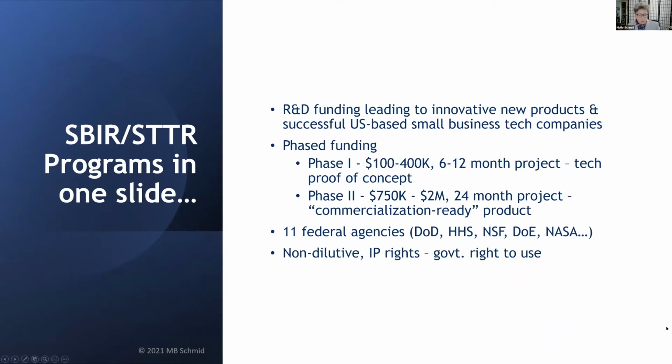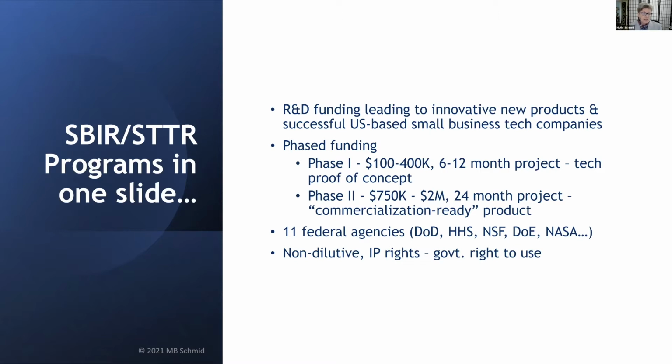Okay, so this is not a webinar about SBIR and STTR specifically, so this is one slide if you're new to the SBIR, STTR. This is a set of programs run by 11 different federal agencies that provide R&D funding that aim to lead to innovative new products and successful US-based small business technology companies.